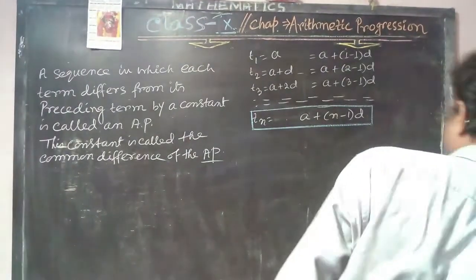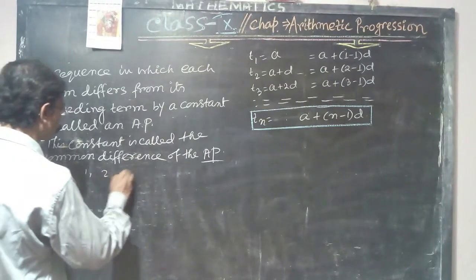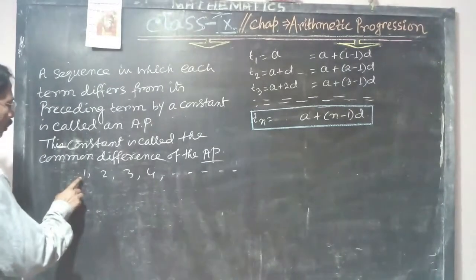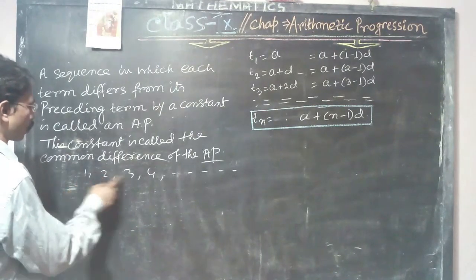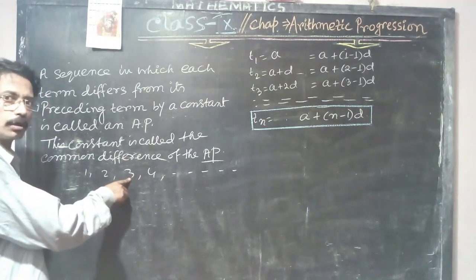Here, the sequence. Suppose 1, 2, 3, 4. Here, the common difference is 1. 2 minus 1 equals 1, 3 minus 2 equals 1, 4 minus 3 equals 1. This sequence is called an AP.